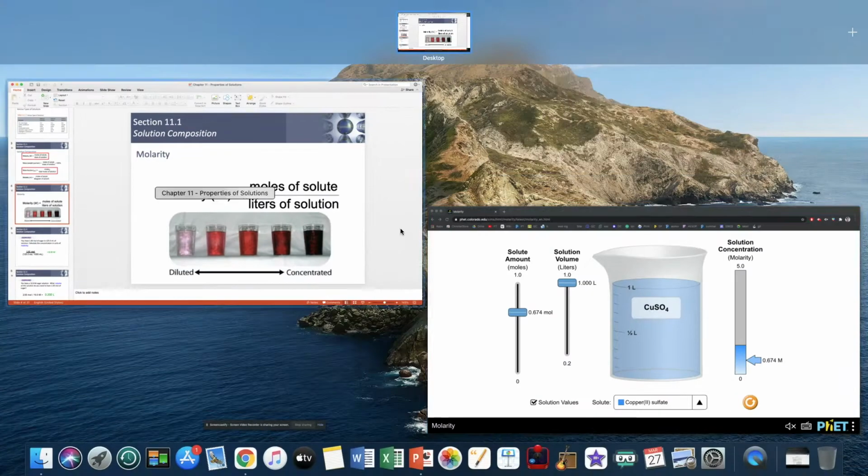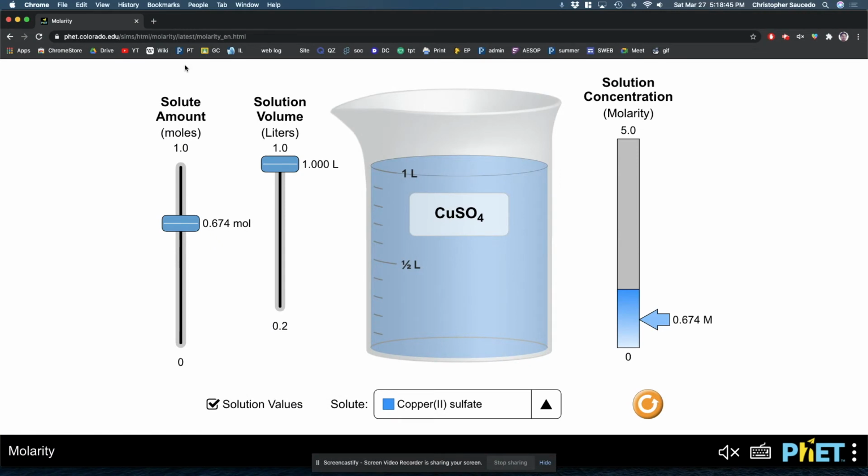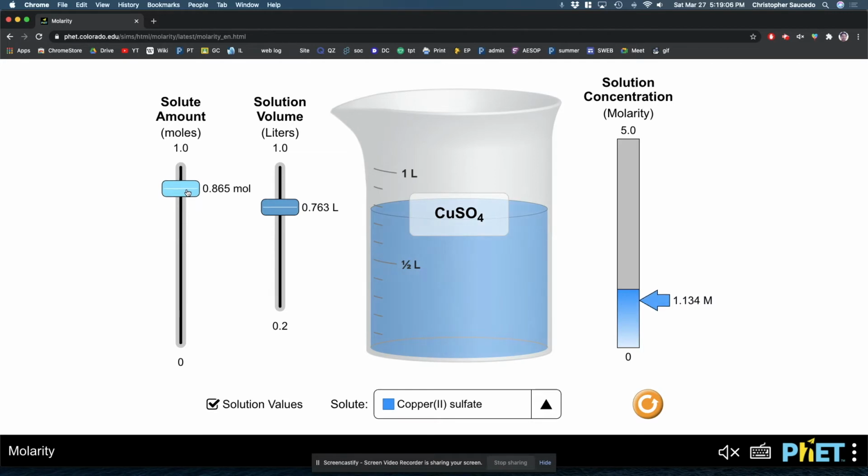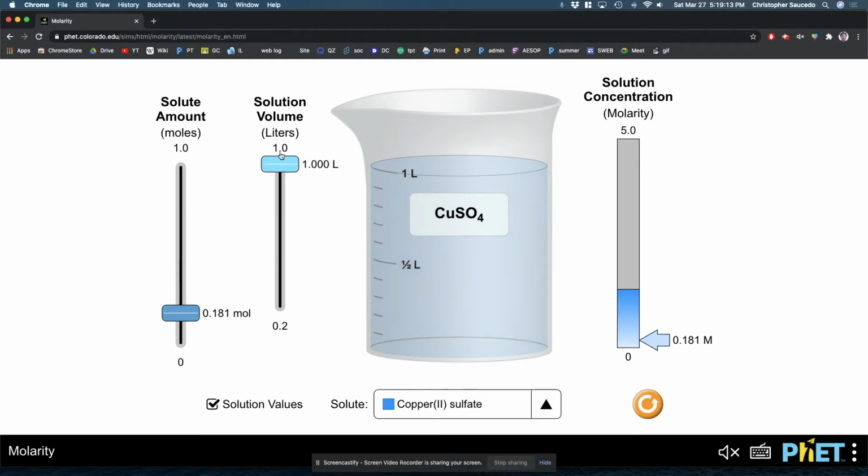I always like to use a PhET simulation to introduce this. We have copper 2 sulfate, and you can see I have a number of moles here that I can shift around, and a number of liters that I can change also. As I remove solution volume, I'm getting something that's more concentrated. As I increase the amount of solute, I'm getting something that's more concentrated. If you want to make something more dilute, you either have to remove solute, or you have to add more liquid, in this case, to our little beaker.